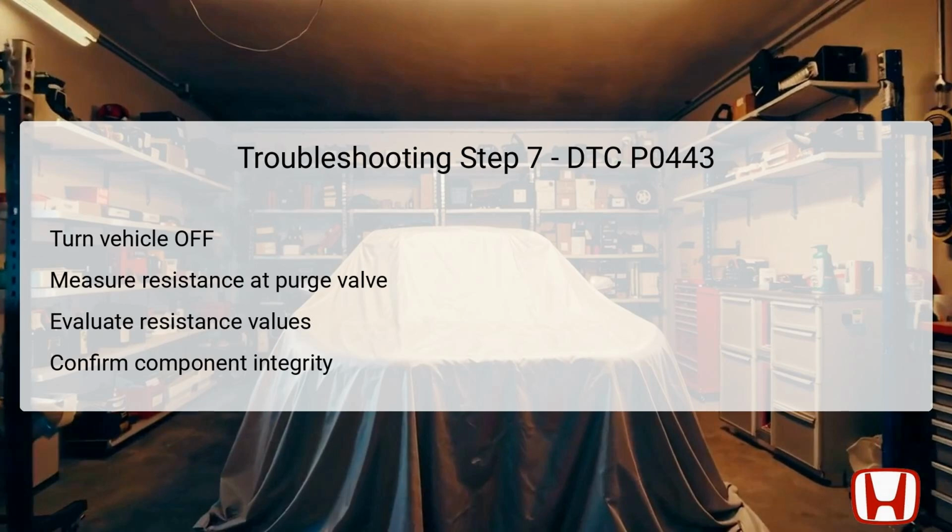If the measured resistance aligns with this range, it implies that the EVAP Canister Purge valve is functioning correctly and is not the source of the DTC P0443. Should the resistance deviate from this standard, the purge valve must be replaced, as it fails to meet the operational requirements, thereby contributing to the malfunction indicated by the DTC.